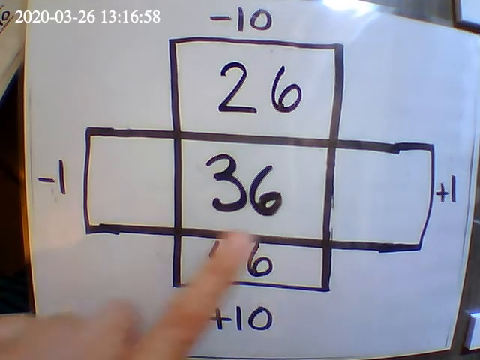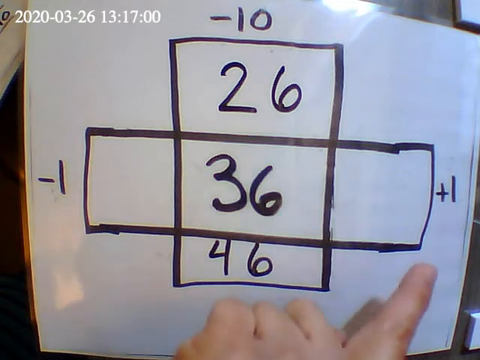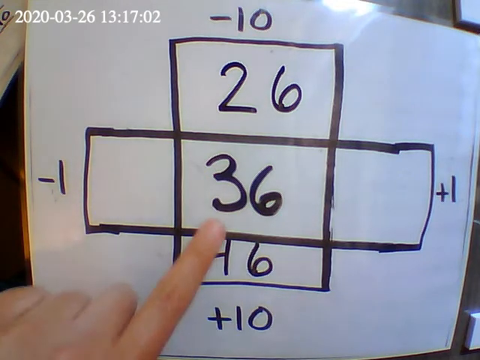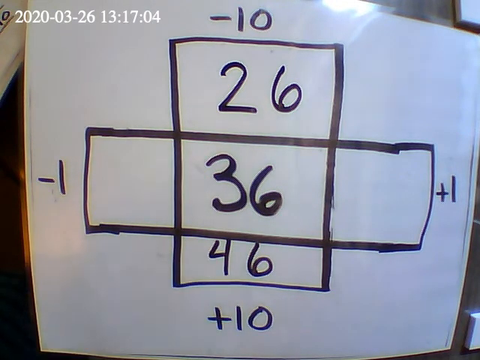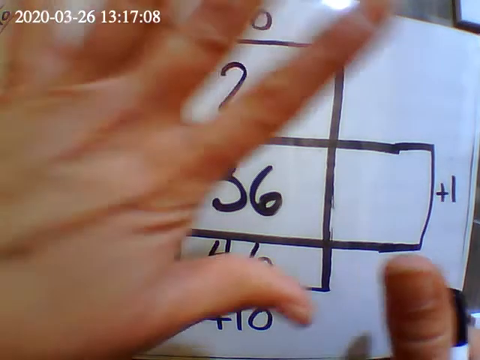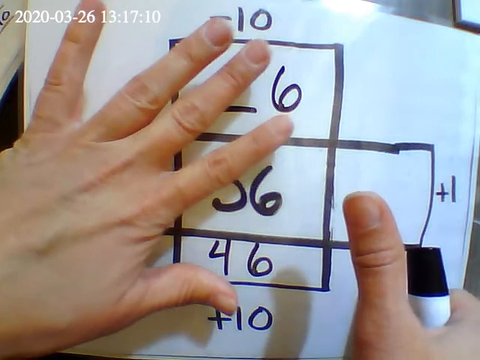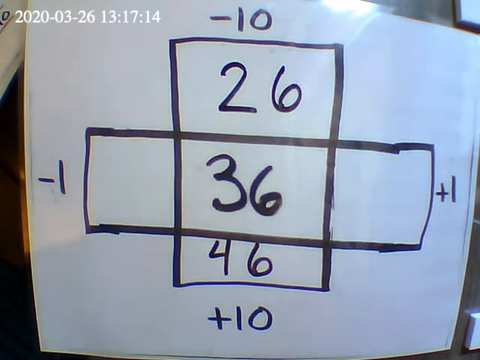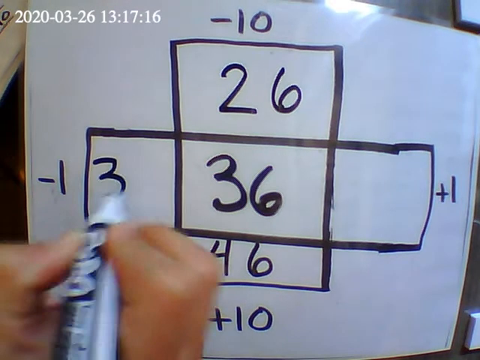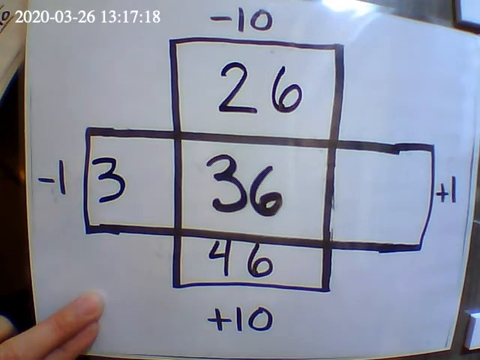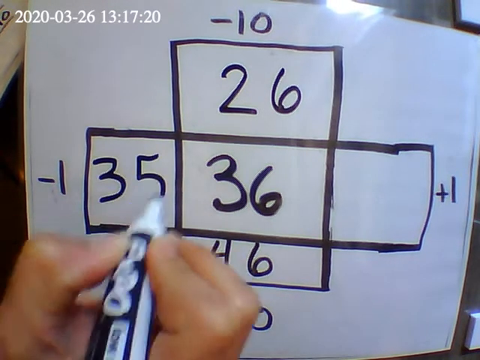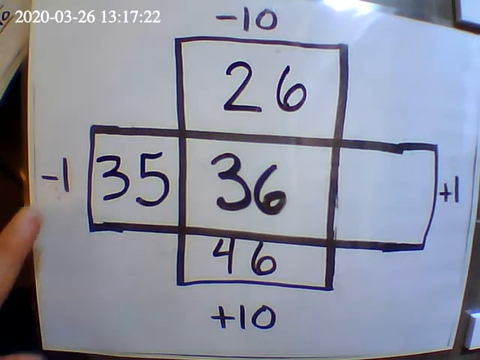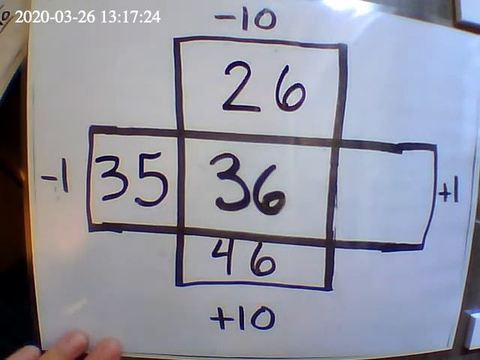So now we're going to move to the ones spot. Plus 1 and minus 1. So 36 minus 1. So we're going to see how many ones we have. And we have 6 ones. We're going to take one of those away. How many ones do we have left? 5 ones. So we keep the tens the same, the 3 in the 10 spot for 30. And we're changing the 6 ones to 5 ones. 36 minus 1 is 35.